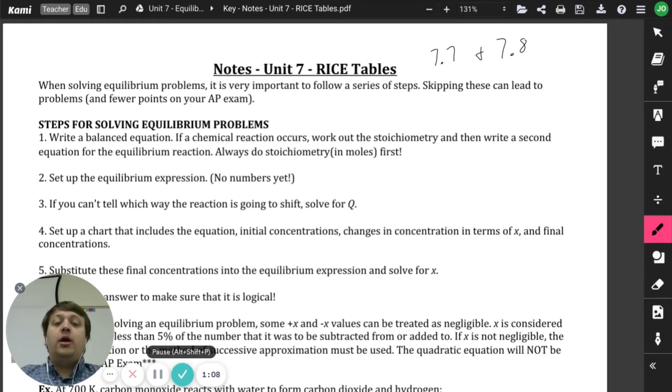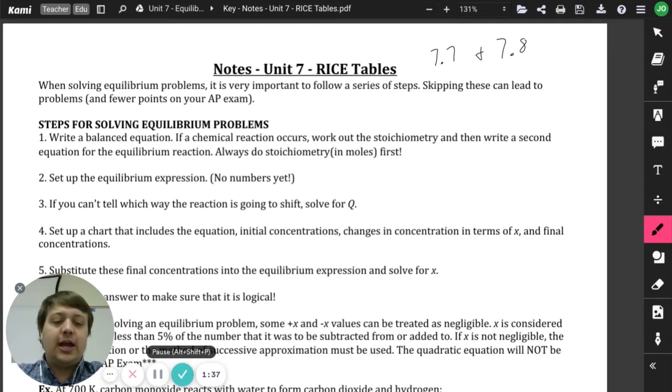Let's take a look at our steps for solving equilibrium problems. The very first step is to write a balanced equation. That should be the absolute first thing that you do. Once you've done that, you need to set up an equilibrium expression, which you've already learned. You learned that the past two classes we've been working on setting up equilibrium expressions. Last class, we actually focused on reaction quotients instead.